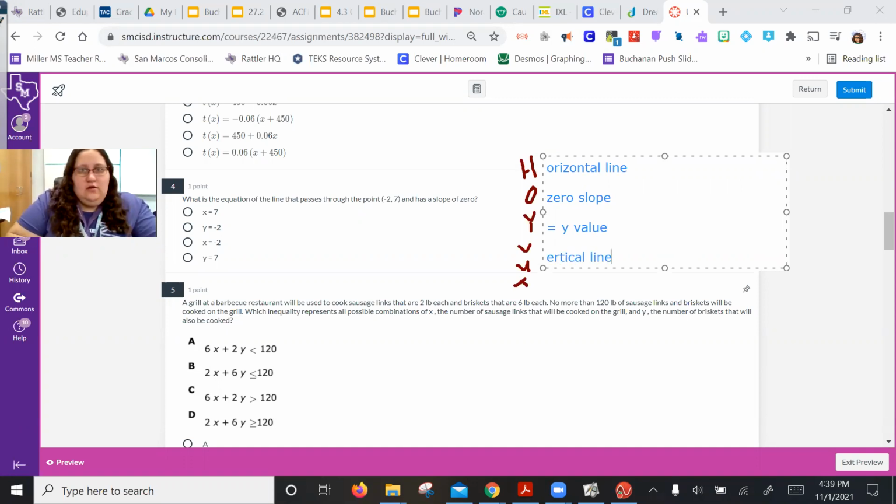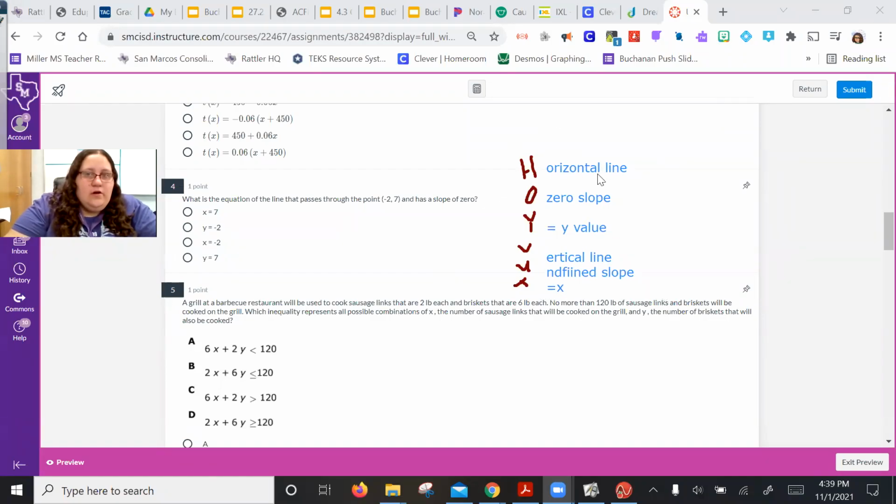Vertical line, undefined slope, and x equals your x value. Okay, so we use Hoy-Vux for that. It looks a little bit off because I typed it in, but horizontal line, 0 slope, y equals your y value. Vertical line, undefined slope, x equals your x value.